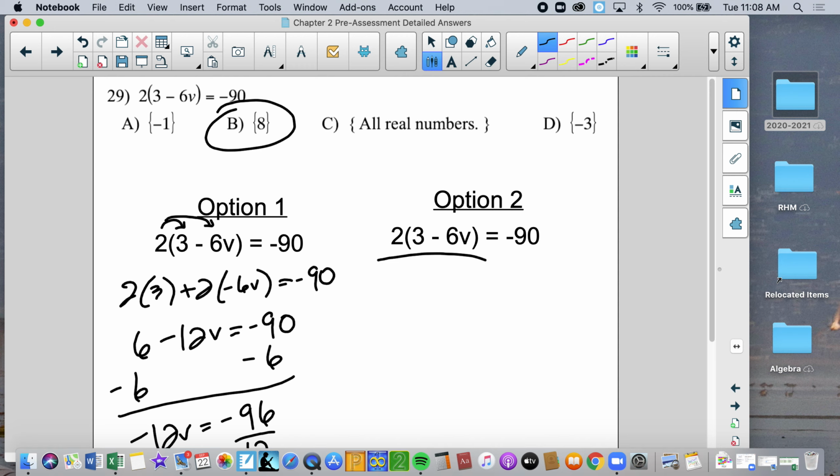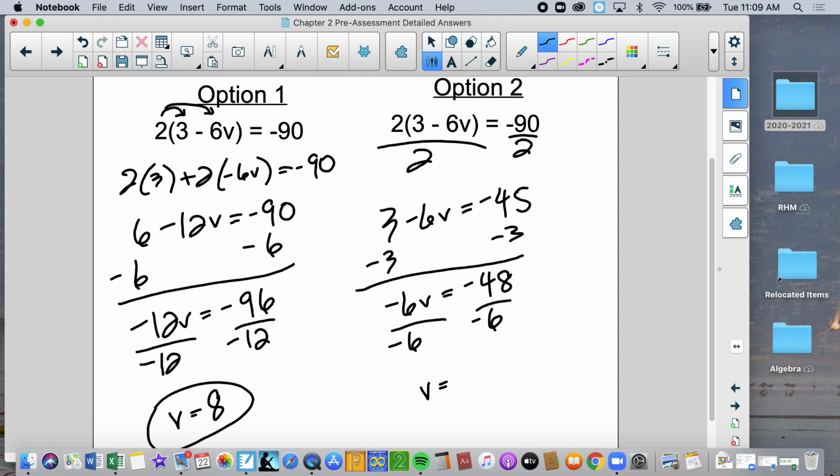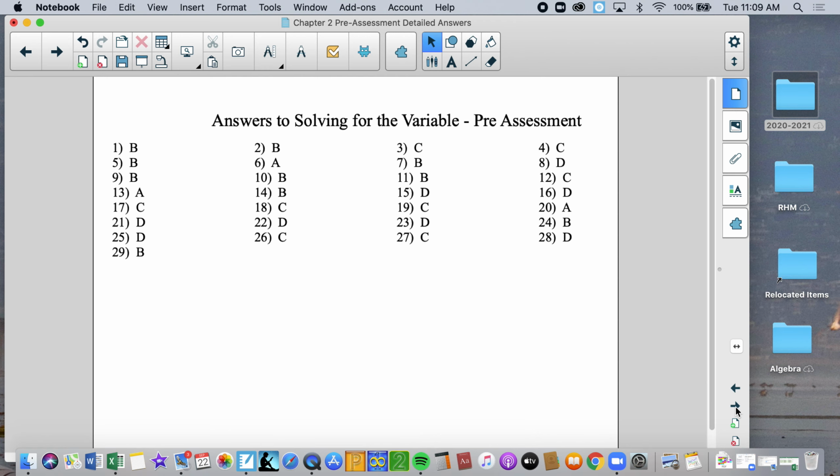Now we can use option 2, the high school way. 3 minus 6v equals negative 45. 90 divided by 2 is 45. And a negative divided by a positive is positive. Let's get rid of that positive 3 by subtracting 3. That gives me negative 48. Divide by negative 6. 6 times 8 is 48. Good. All right. Here are the solutions.